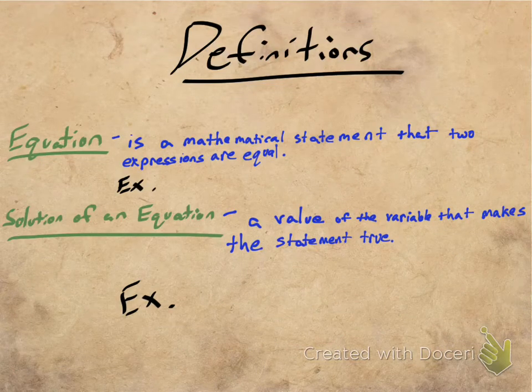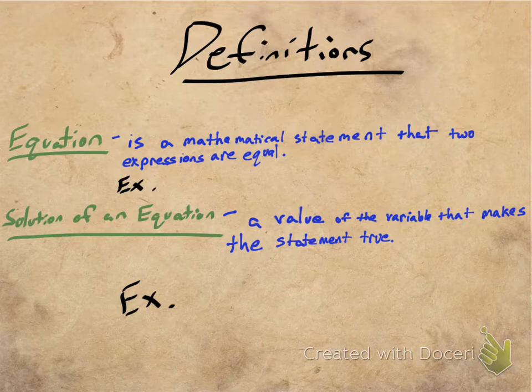Definitions first. What is an equation? Something that equals something. That's why it says equation. It equals something. Basically, if you take the "tion" off and put an L, it spells equal. So, here's a definition: an equation is a mathematical statement that two expressions are equal. You should know what an expression is. Remember, we did the quiz over this.